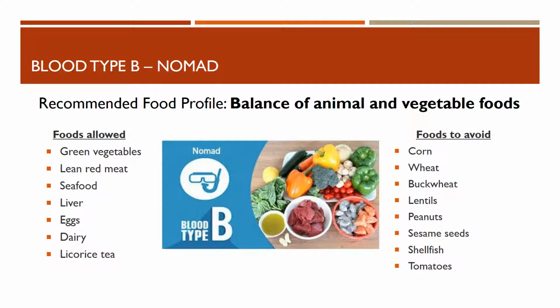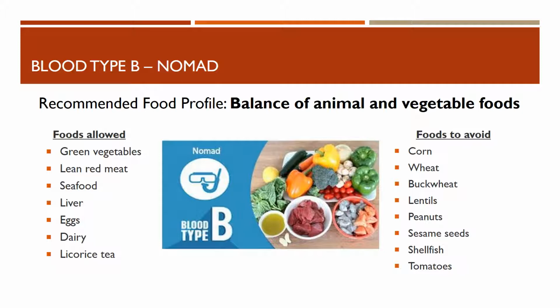Now we're going to talk about blood type B, which is the nomad diet. For the nomad diet, Dr. D'Adamo says that this one has the most flexible dietary choices. He says that people with blood type B have a tolerant digestive system and they're resistant to severe diseases. But he does point out that gluten lectin leads to weight gain, so he recommends that blood type B diets remove any wheat.